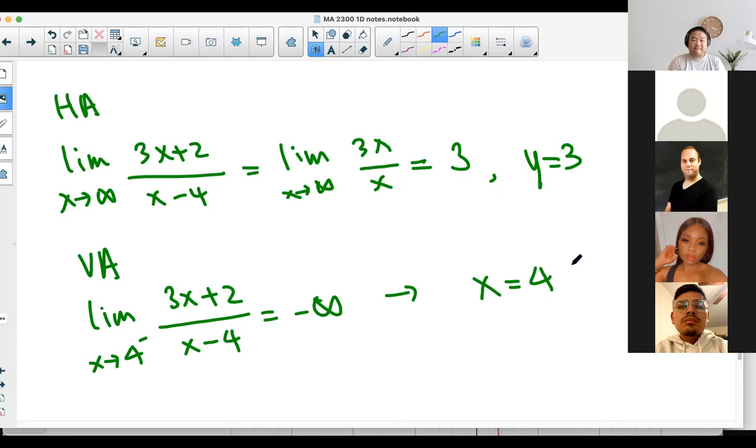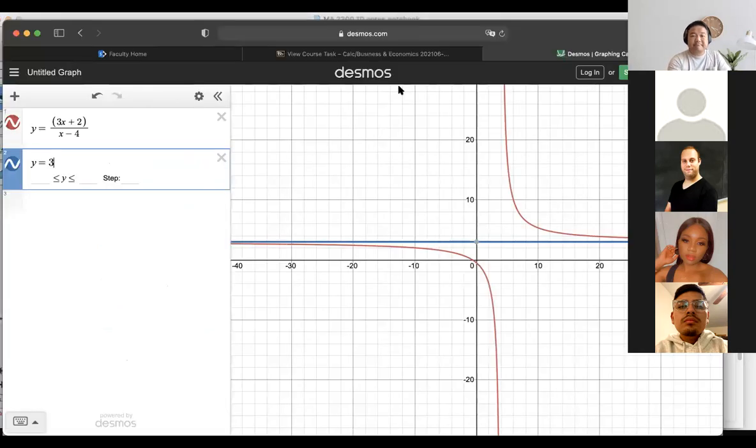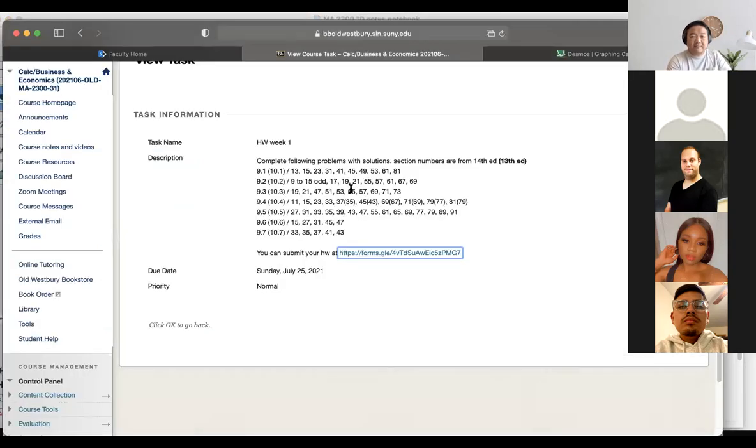So questions like these were part of your homework actually. And then if I were to just move on to section 9.3, okay, 9.3.